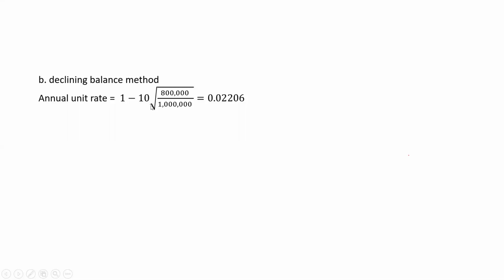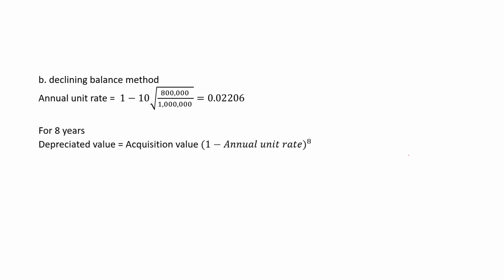But the question says calculate the depreciated value at the end of 8 years. So to get the depreciated value at the end of 8 years, it means we will need to make the scrap value the subject of the formula from the initial formula. And that will be acquisition value into bracket 1 minus annual unit rate, all raised to n, where the n here is 8. So the acquisition value still remains 1 million. We cannot change the annual unit rate because we got it using the number of useful life.